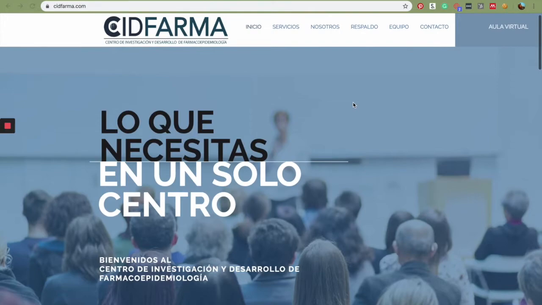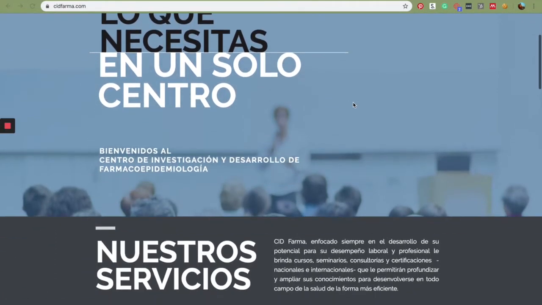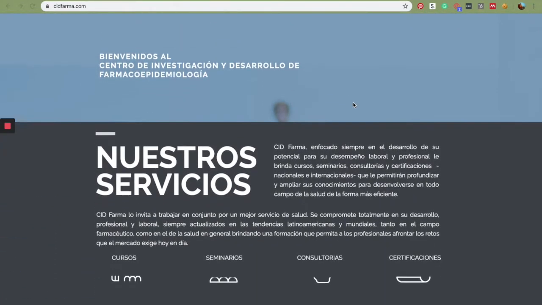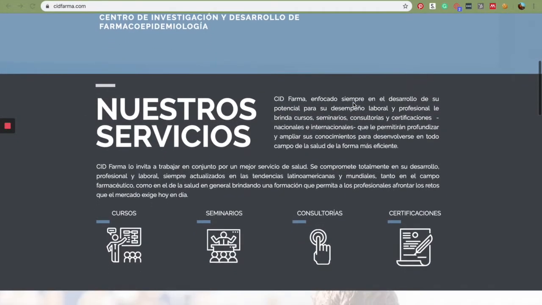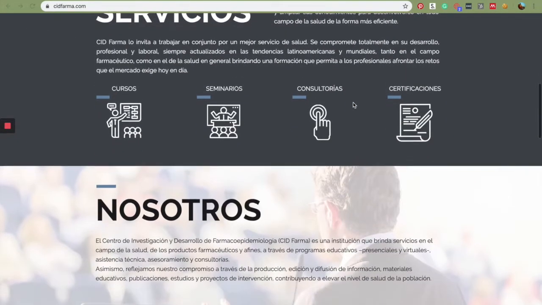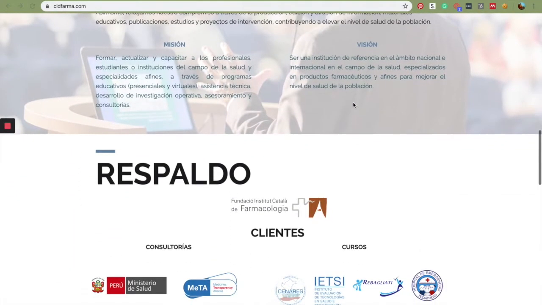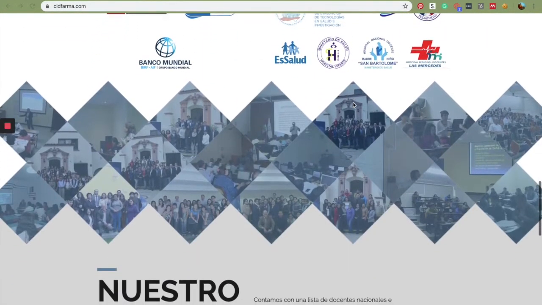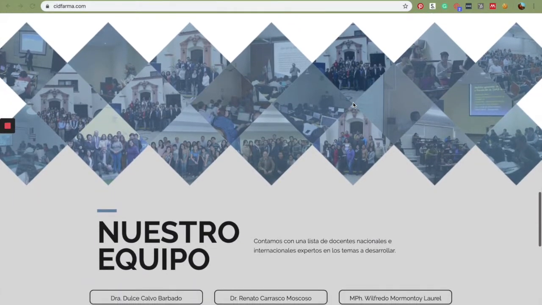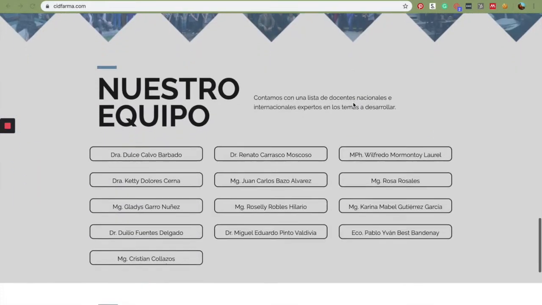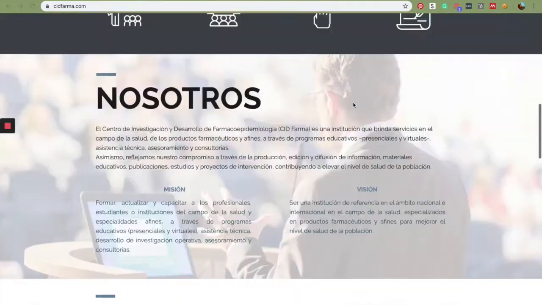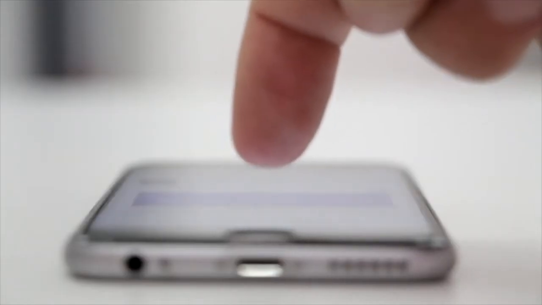Based on the problem found, we have chosen an organization to formulate with them a responsible strategy. Seed Pharma is a Peruvian company that commits to the population through the production, editing, and dissemination of information, educational materials, publications, studies, and intervention projects. Seed Pharma seeks to raise the level of health of the population. Let's see how the solution works, and how it's going to help the population and also Seed Pharma to achieve their goal.